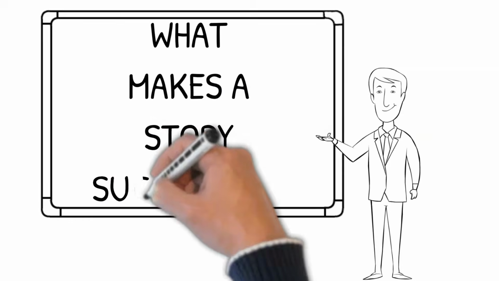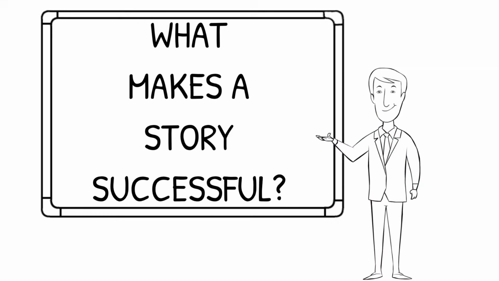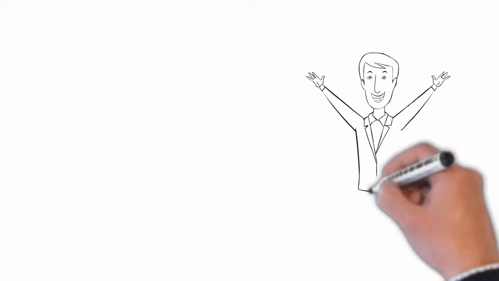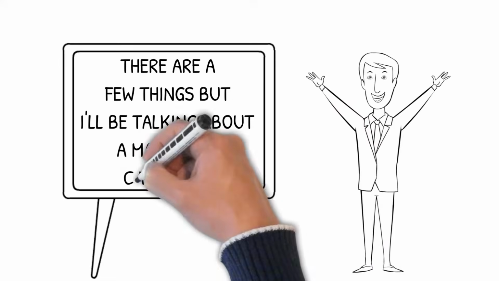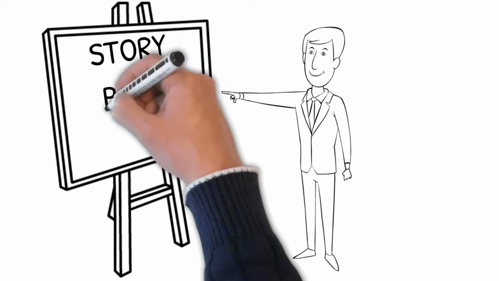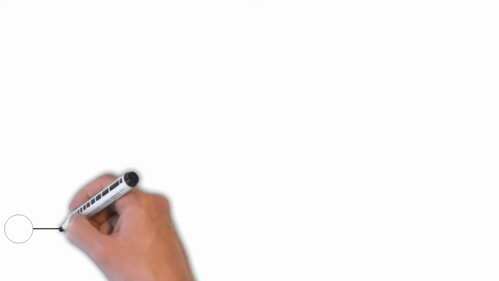So in this video, I'm going to be talking about what makes a story successful. And yes, I know there's a lot of different elements that help make the story successful, but I'm going to talk about one of the major ones, and that is called a story plot arc. So what is a story plot arc? There's five fundamental elements for a story plot arc.